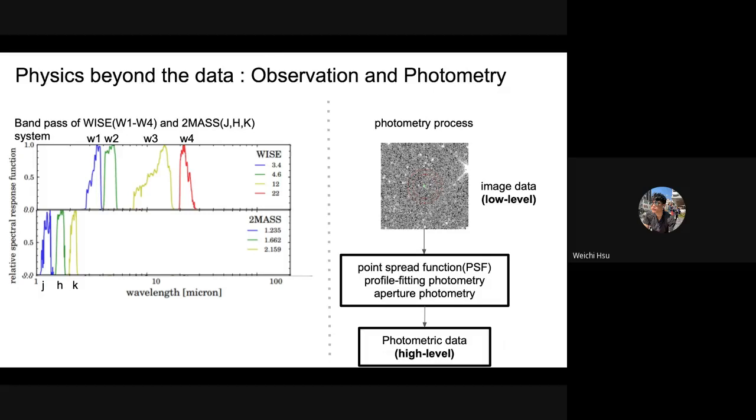The first system is WISE. So in WISE, we have W1 to W4. It's between 3 micron to 22 micron. And the second system is the 2MASS system. In the 2MASS system, we have JHK band, and it's between 1 micron to 2 micron. And then for the photometry process, first we have the image data of each of W1 to W4 band, and then we use the point spread function and do the profile fitting photometry and the aperture photometry. And then finally, we get the photometric data. So the image data is low-level data, and the photometric data is high-level data.